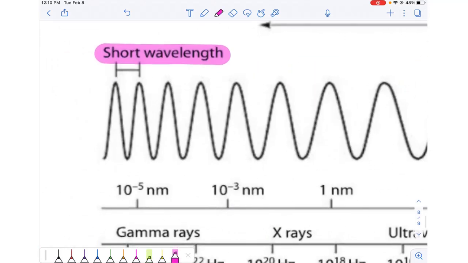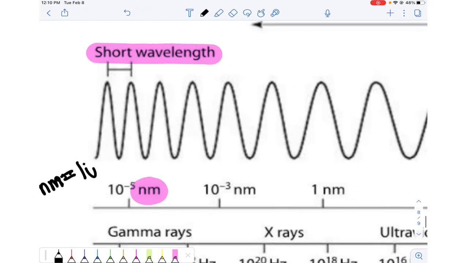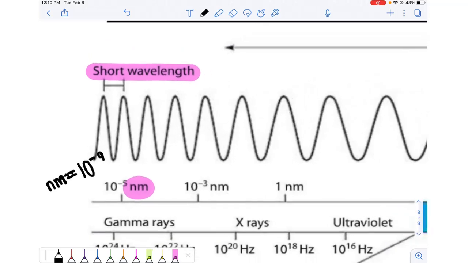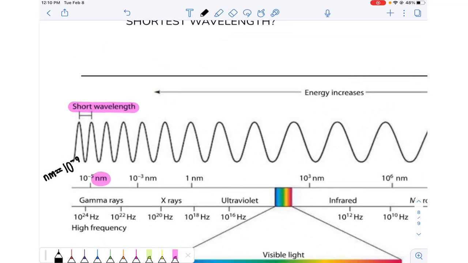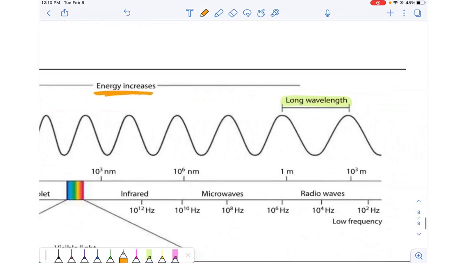So if I go over to the short wavelength section right here, nanometers is actually 10 to the negative 9th. That's the measurement of it there. 10 to the negative 9th. So this is incredibly small. So short wavelengths could then correspond to high energy, because energy increases as you go from right to left. So if something has a really small wavelength, it has a really high energy. If something has a really long wavelength, it has a really low energy.